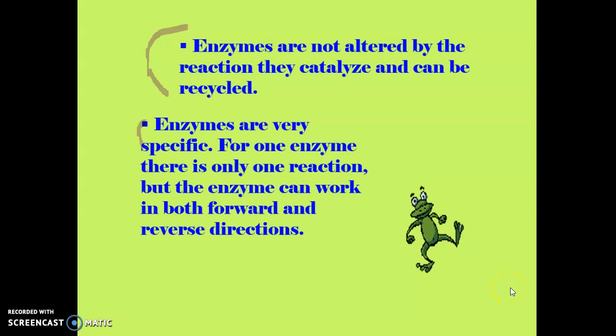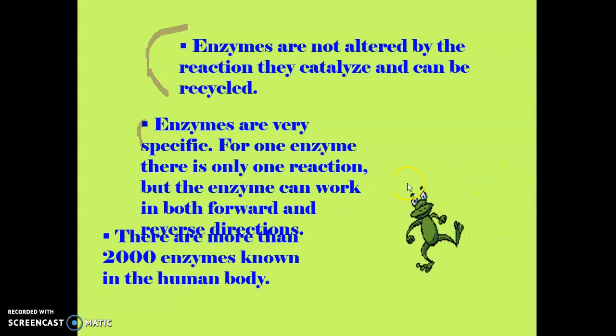Okay. They are not altered by the reaction they catalyze, and they can be recycled, so they can be used over and over. But they are very specific. For each one enzyme, there's only one reaction, but the enzyme can work both forward and backward. So it can put things together and it can pull them apart. And there are more than 2,000 enzymes known in the human body. So we're just a walking enzyme factory.